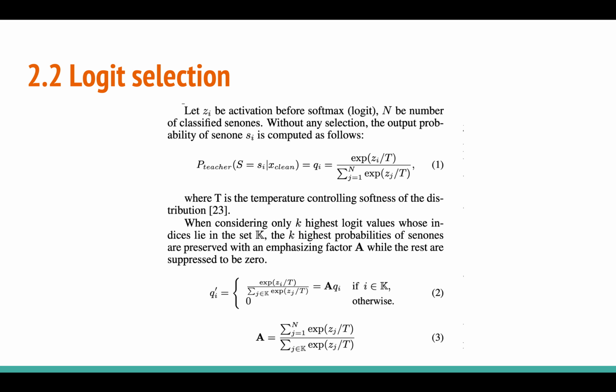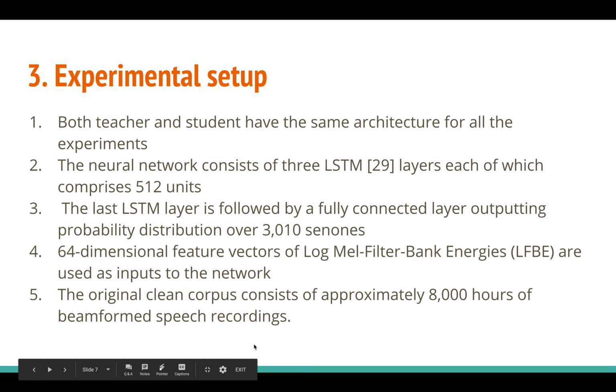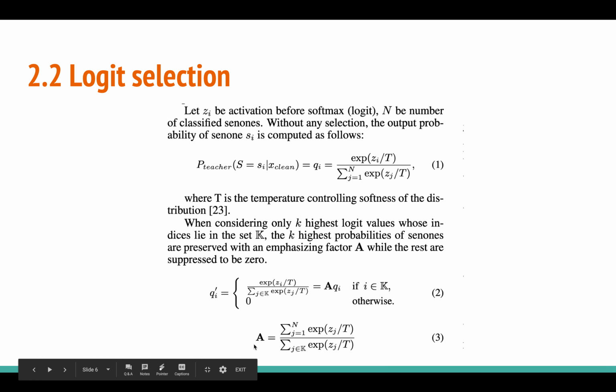So the idea of logit selection is, you want to select the k highest logit values, whose indices lie in the set capital K, right? And you can see we are going to keep only those k highest probabilities, and we are going to remove, or make all other probabilities zeros. So as you can see here, that is the idea. That's all it is.